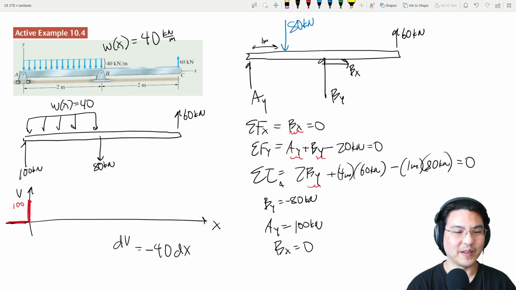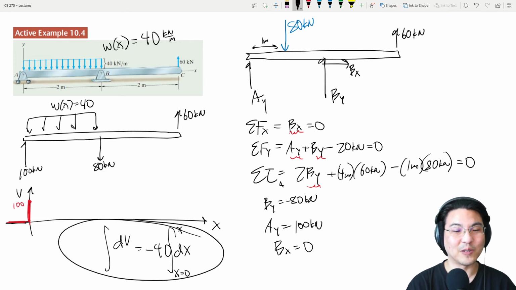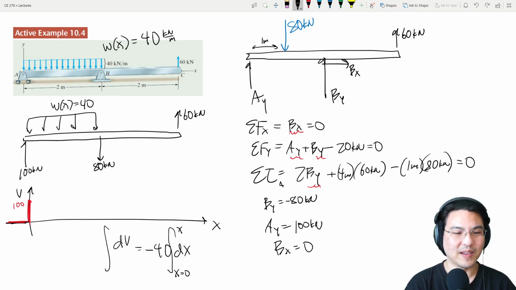And then you can integrate both sides from x equals 0 to some other x. But definitely between 0 and 2, right? Because if you go past that over here, there's no more distributed load. So this is only valid between 0 and 2. Okay, and then this is v at 0 to some other v.